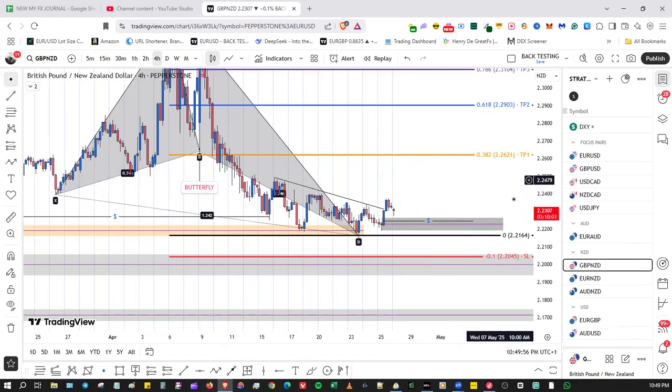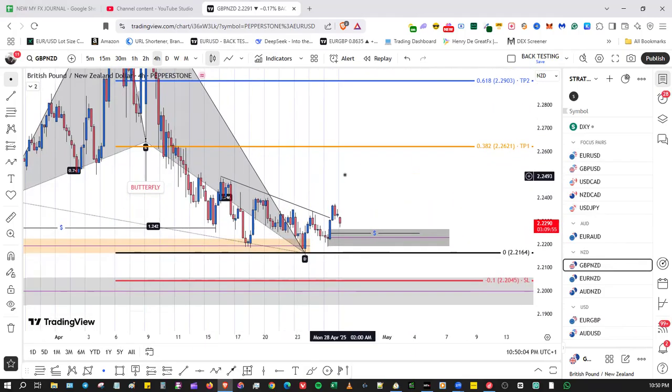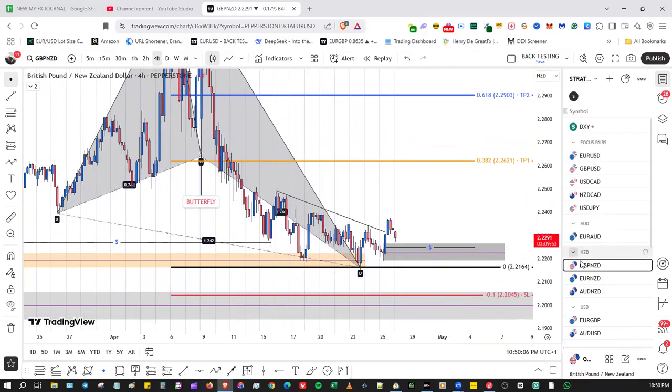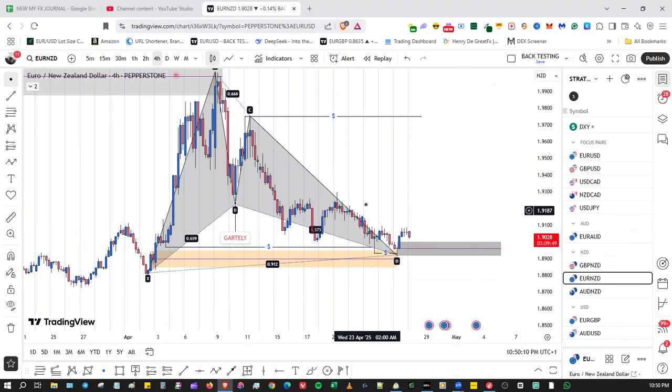Okay, so everything looks very superb. Everything looks very great. Let's see how this goes. A very sharp setup. Same thing with Euro NZD.